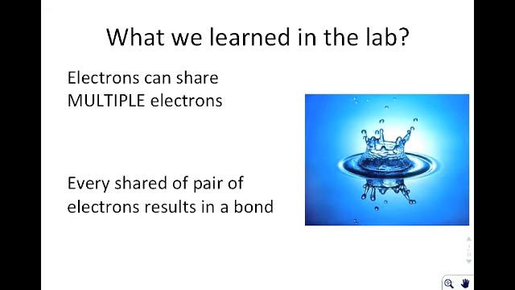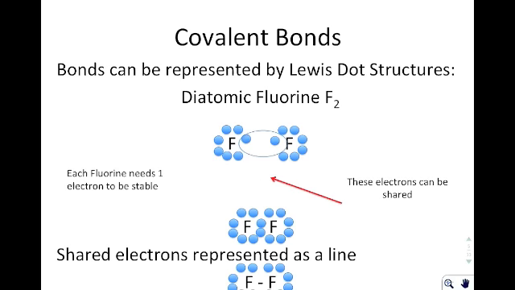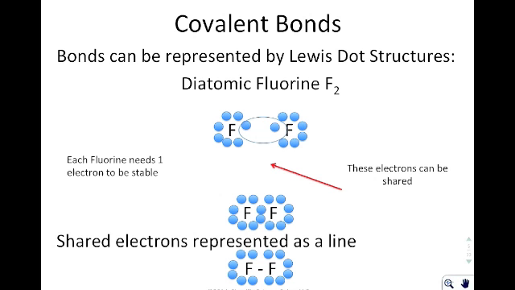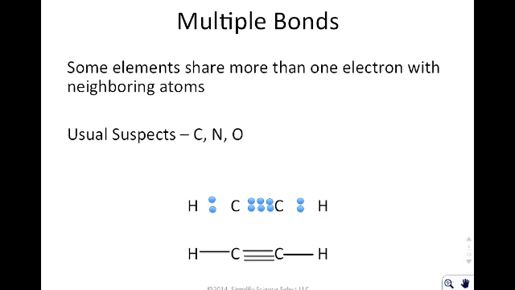What we learned in the lab is that atoms can share multiple electrons, and that every shared pair of electrons forms a bond. The covalent bond, we've already shown this: you have fluorine, they share these electrons, and we represent that as a line, and that line is a bond, or a pair of shared electrons. So that's nothing new. But what may be new is the idea of multiple bonds. The usual suspects for multiple bonds are carbon, nitrogen, and oxygen. They're the ones that you tend to see multiple bonds with. Now, I'm not saying that it can't be something else, but those are the usual suspects.